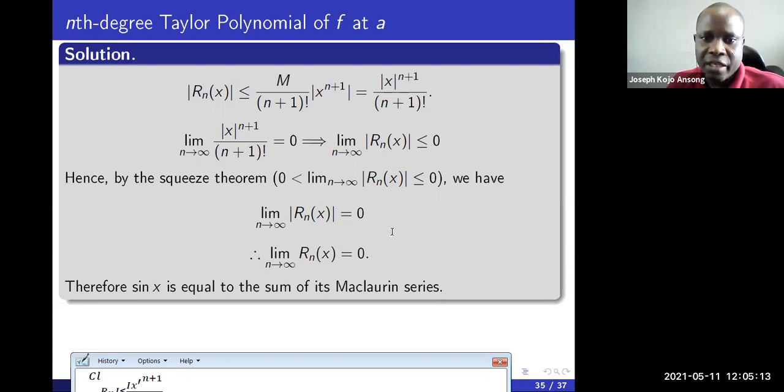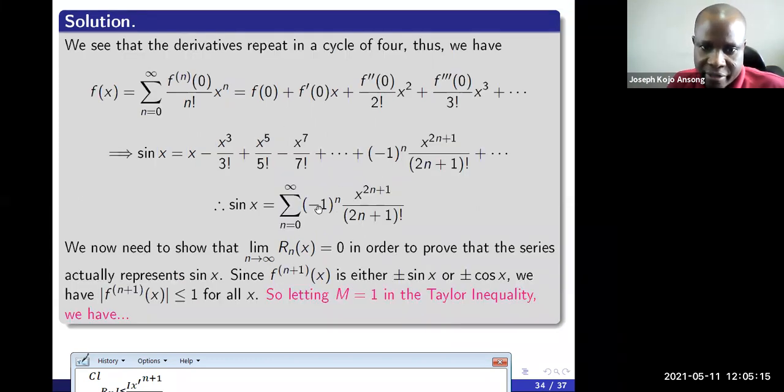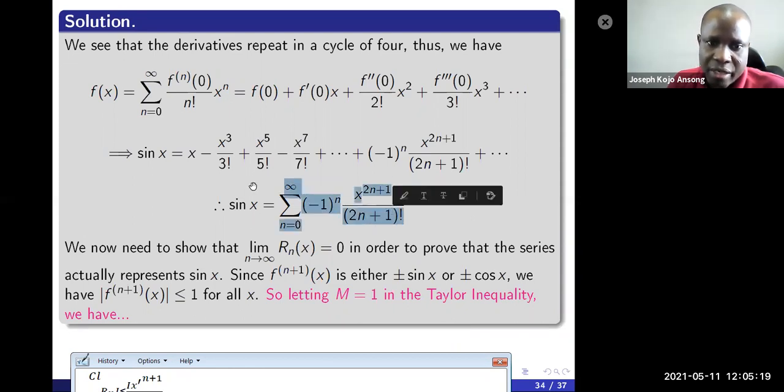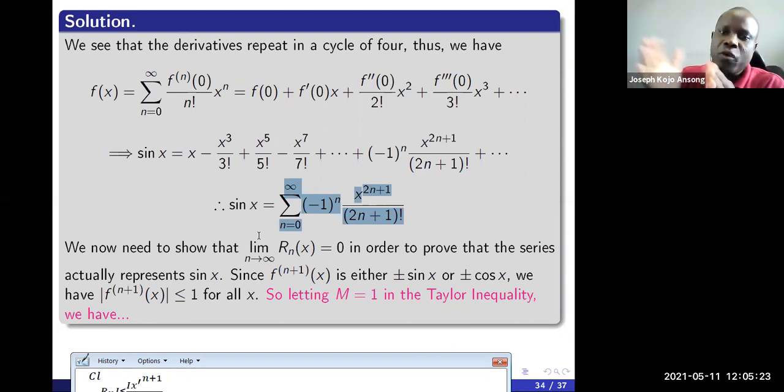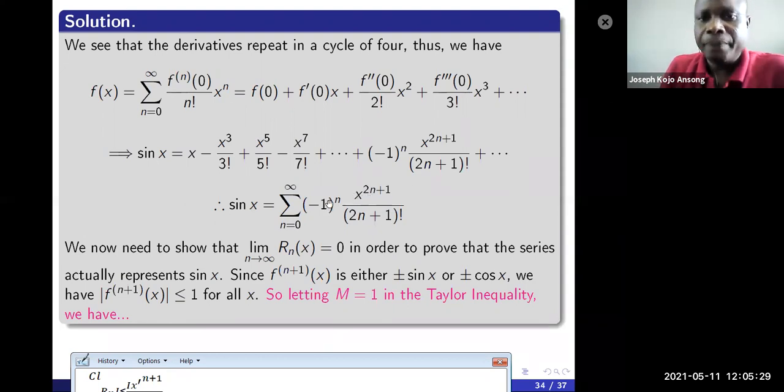Once you prove this, it means that this series is actually equal to sine x. As you add up more and more terms, you are really approaching sine x. That is the whole essence of that proof. Good. You can look in some of the other texts, and you will see other examples of how you do this proof.